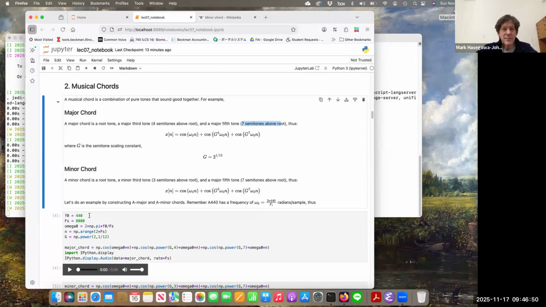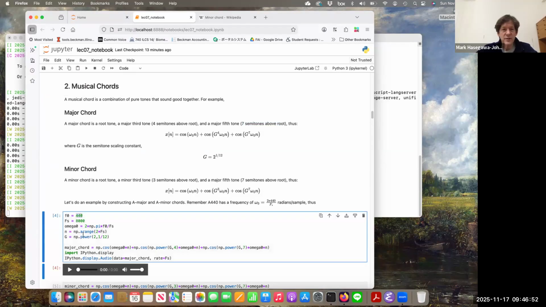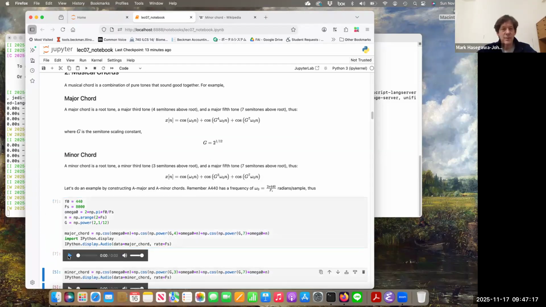So if we want to create an A major chord, we can take 440 hertz, and then we can add together the cosine of omega naught n, where omega naught is 2 pi f naught over fs, plus the cosine of g to the 4th times omega naught n, plus the cosine of g to the 7th times omega naught n. We add all 3 of those together and we get an A major chord. That's the A major chord.